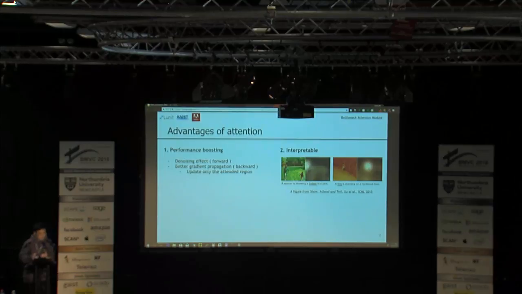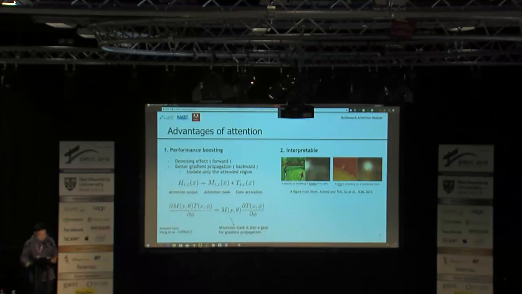As you've seen in the previous examples, there is feature denoising. We can refine the feature maps to focus on the foreground object. And in the backward path, we can train the network to focus more on the relevant part, because the attention mask is multiplied onto the convolutional activation. So in the backward path, more gradient will flow into the relevant part of the convolutional feature.